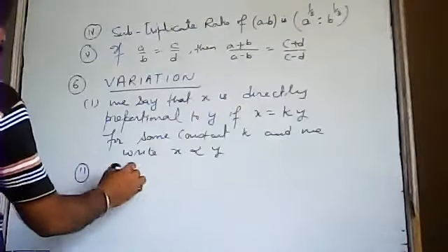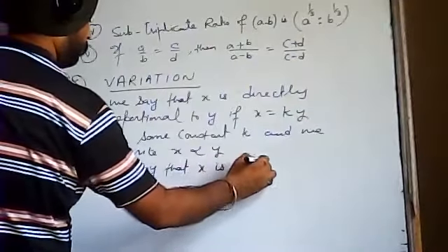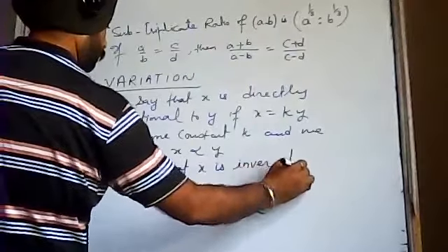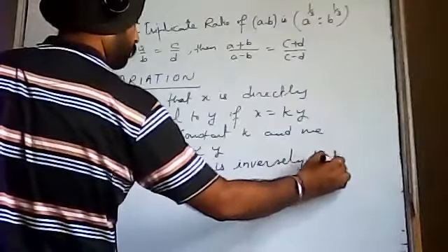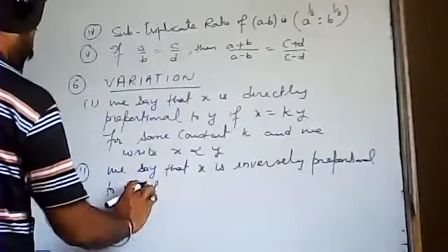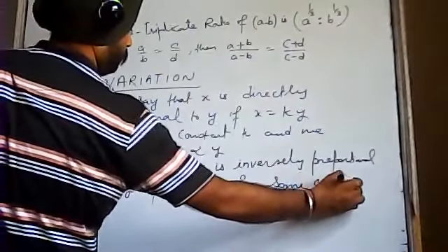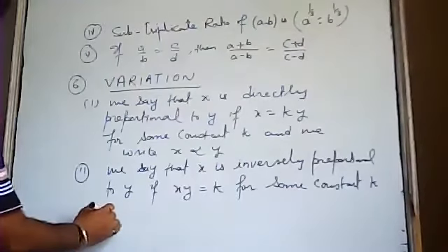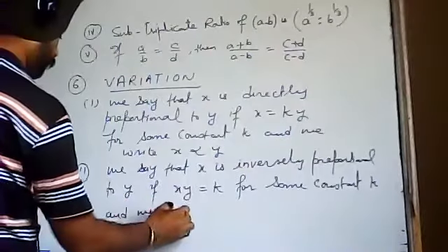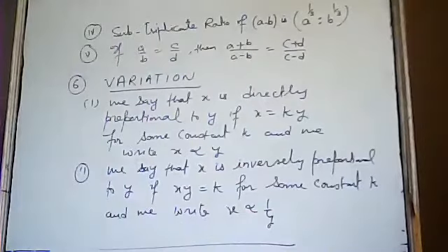And last one is, we say that x is inversely proportional to y if xy equal to k for some constant k, and we write x proportional 1 over y.